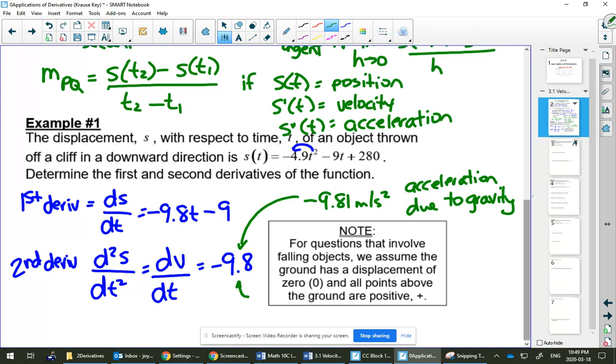So this is your A. Now, as a side note there, if we have questions that involve falling objects, we're going to assume that the ground has a displacement of 0 and all points above the ground are positive. When you get into college, into physics, there's going to be opportunities for you to change your polar points, and you could have up being negative and down being positive. But for the purposes of these questions, we're going to use displacement at 0 and all points above the ground are positive.